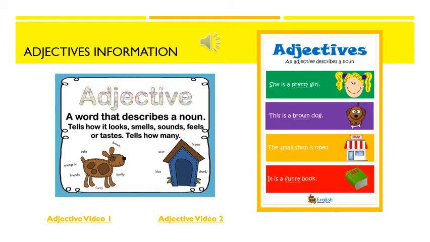So some examples that you can see on your screen right now are: she is a pretty girl, this is a brown dog, the small shop is open, it is a funny book. So those words that have the line underneath them, they're our adjectives. If you have forgotten what an adjective is, the links to the videos that you watched last week are down the bottom of the screen as well, so you just need to click on the orange writing to take you to the video.